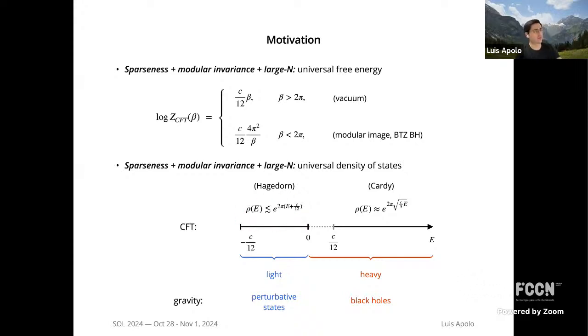Then by exploiting this fact that the partition function in this large N limit with these conditions is universal, you find that the density of high energy states is given by the Cardy formula. So here we've distinguished again between light states and heavy states. From the gravitational point of view, these light states correspond to perturbative states in gravity, whereas the heavy states correspond to black holes. And we know that this Cardy formula indeed reproduces the entropy of black holes.